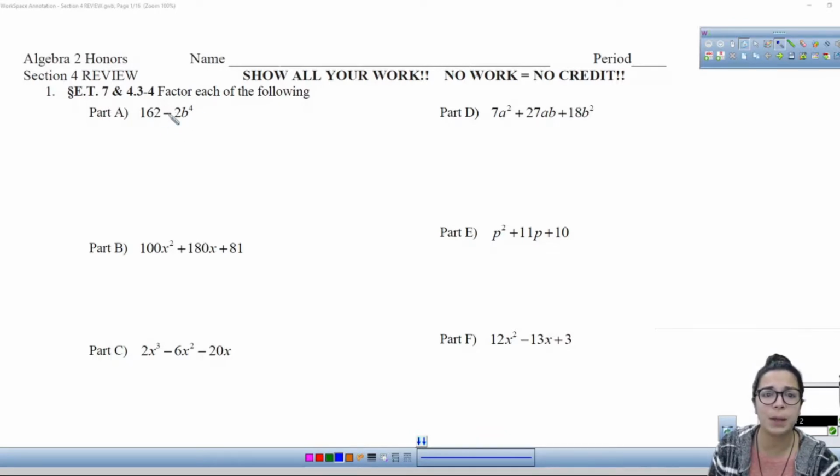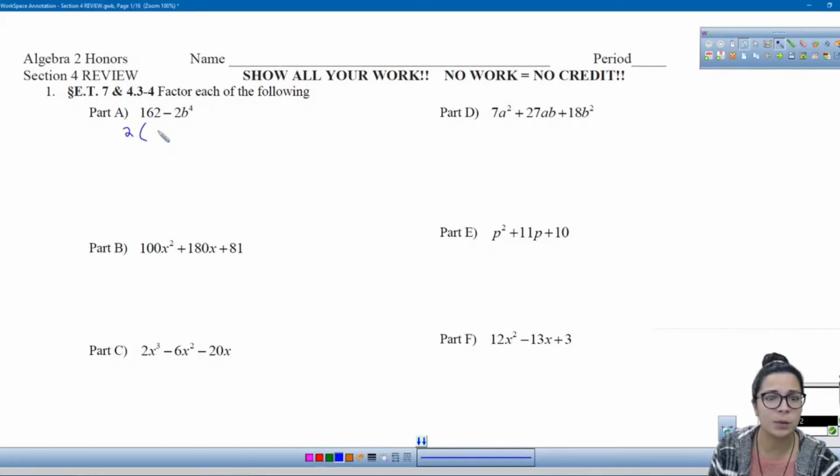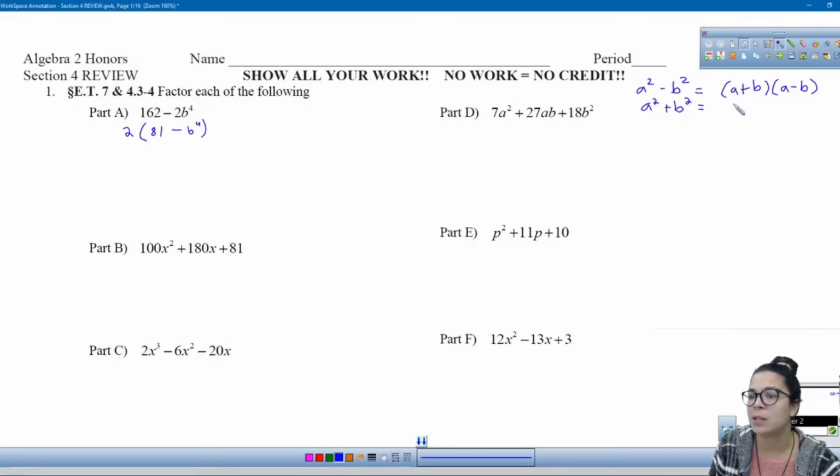All right, on this first one, we can go ahead and factor out a 2. Okay, and 162 divided by 2 is 81. Negative 2b to the power of 4 divided by 2 will be negative b to the power of 4. Now we have the difference of two squares. Remember, we have two identities: a squared minus b squared, which equals a plus b times a minus b, and a squared plus b squared, which is a plus bi times a minus bi.